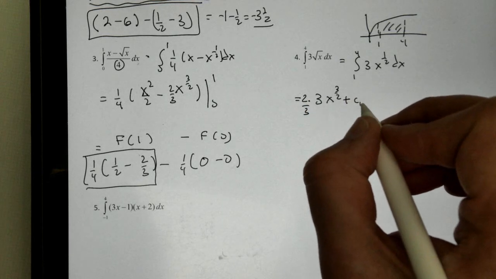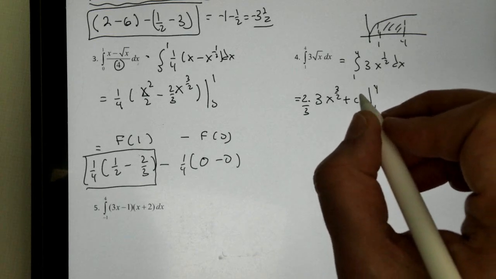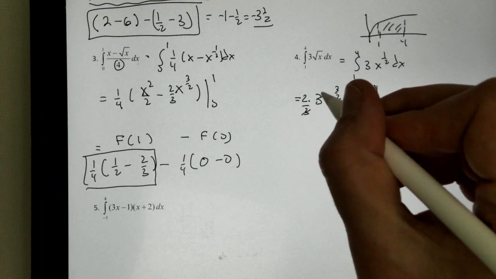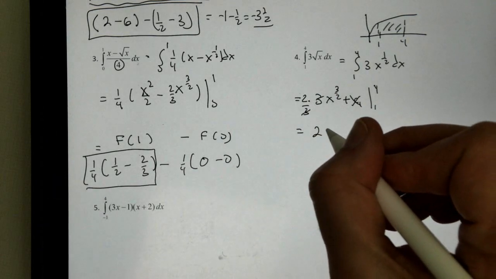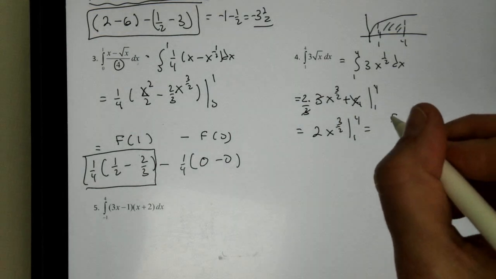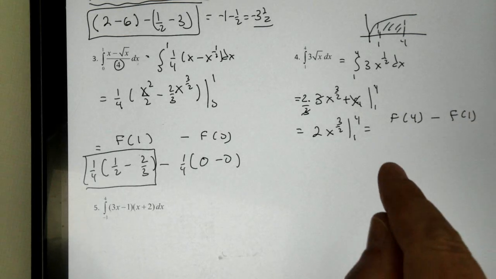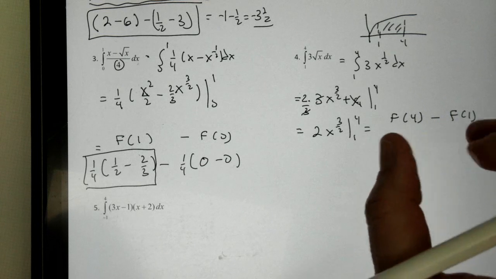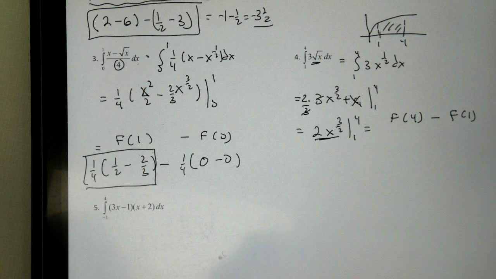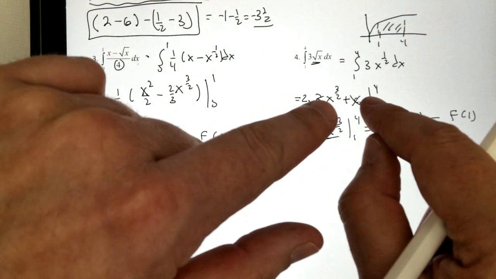Again, I can put the plus c if I want to, but when I evaluate it, it's just going to cancel anyways, so I don't necessarily need that. The 3's here cancel, and I'm going to rewrite this as 2x to the 3/2 from 1 to 4. When we apply the FTC, f of 4 minus f of 1, remember, we're looking for the change in the y value of the function. If this is my derivative, this is my function. I'm just looking for that change in those y values, how much those y values have increased. And that's the reason why c really doesn't matter.